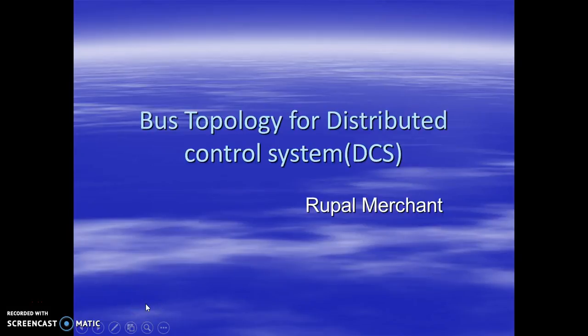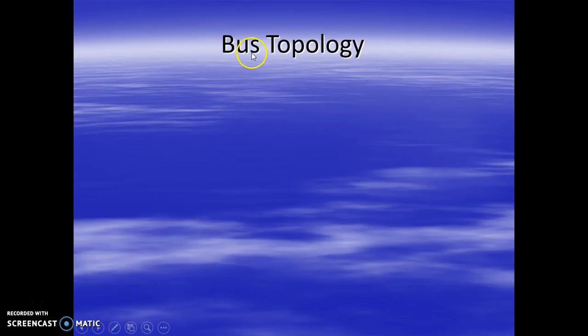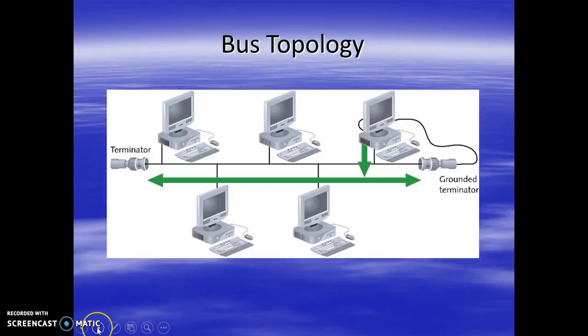Hello everyone. Today our topic is bus topology for distributed control system. First we'll see what is topology. It refers to the layout of connected computers on a network. Some basic topologies used to connect computers are bus, ring, star and mesh topology. Today our topic is bus topology.